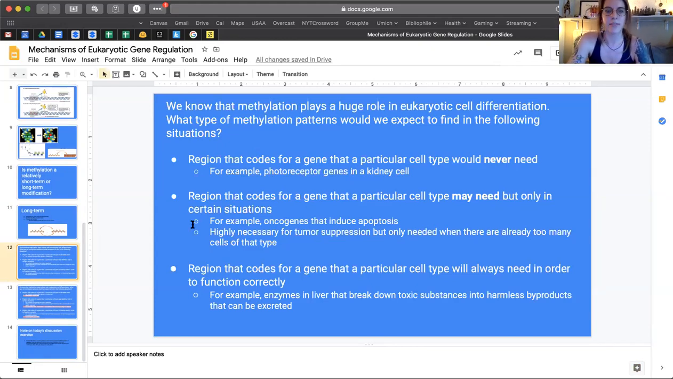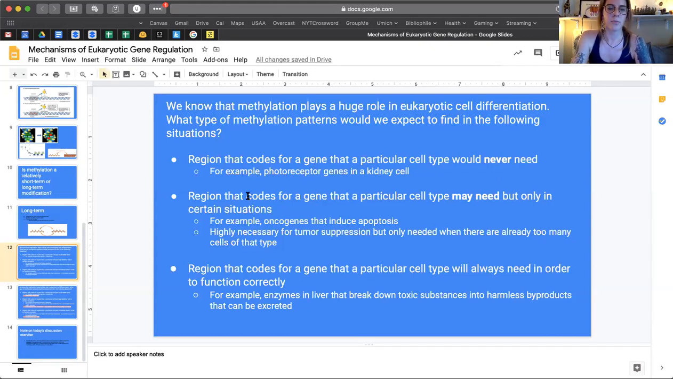Firstly, we have the situation where there's a region that codes for a gene that a particular cell type would never need. For example, gene sequences that code for photoreceptor proteins in a kidney cell. We would never need that because the kidney cells are inside of our body, so there's really no reason that it should be able to take a light stimulus. There's no information we could really gain from that. So what would we expect for methylation to happen here? Try to brainstorm about that.